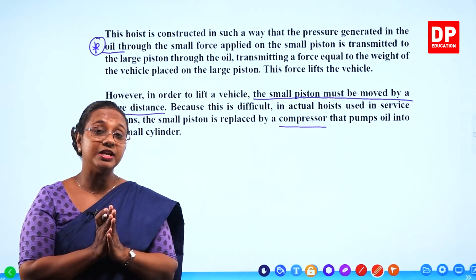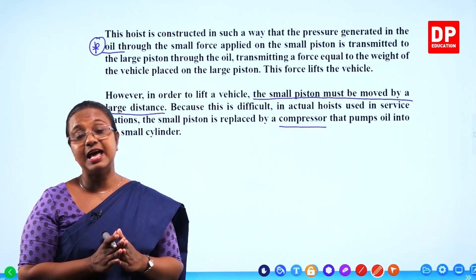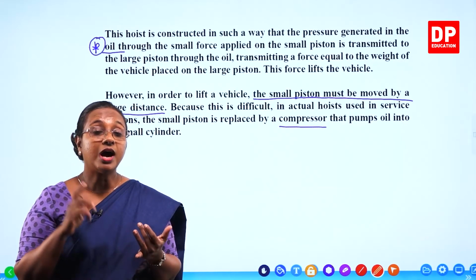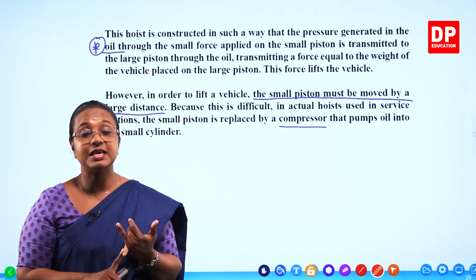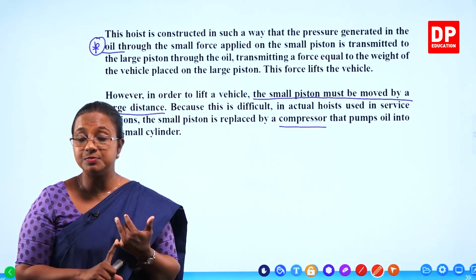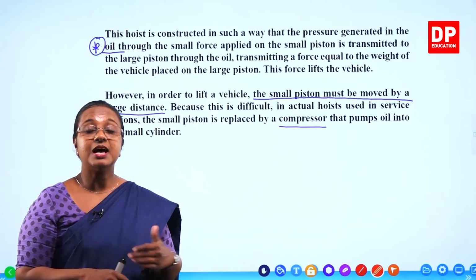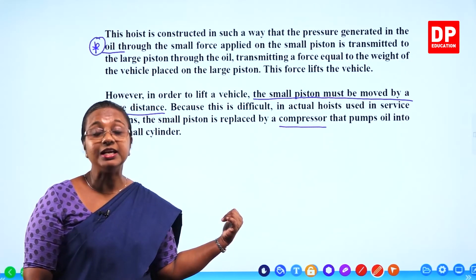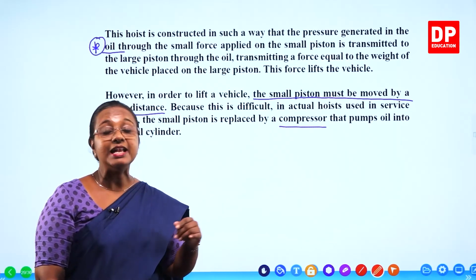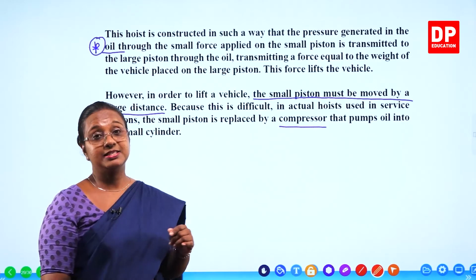So I am sure, students, you all can understand that function. So hydraulic press is the concept or the machine that operates based on transmission of pressure. The first example is the hydraulic hoist. With that, I will move on to the next example.